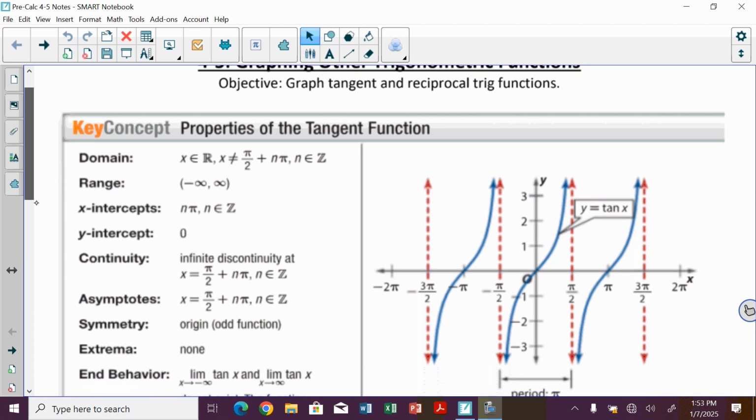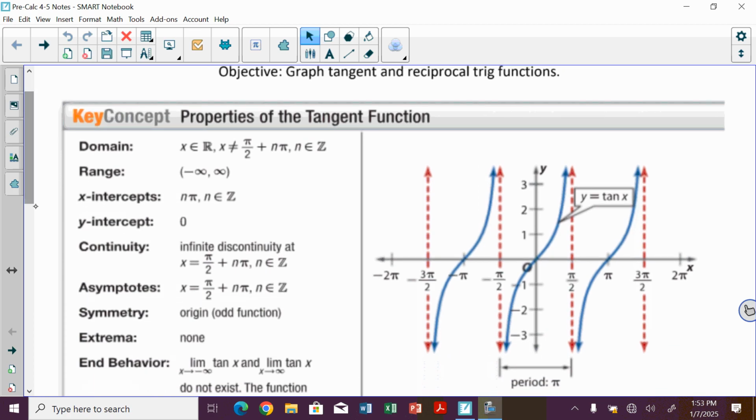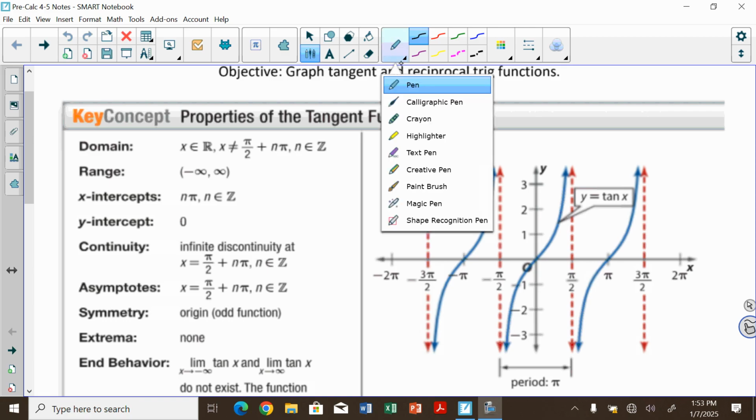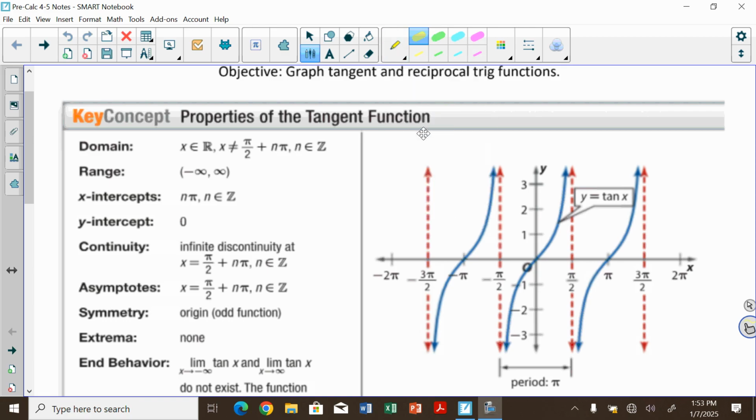Okay, so the big thing to think about here is that tangent, if you remember, is sine over cosine, sine of x over cosine of x. So there are some things that we can show with the graph to see why it looks the way it does. But here is the graph, what it looks like, and here are the properties of it. You can fill these out as you go. I'm going to try to go fast here, because there's a lot to it, and then you can pause, rewind, do what you need to do.